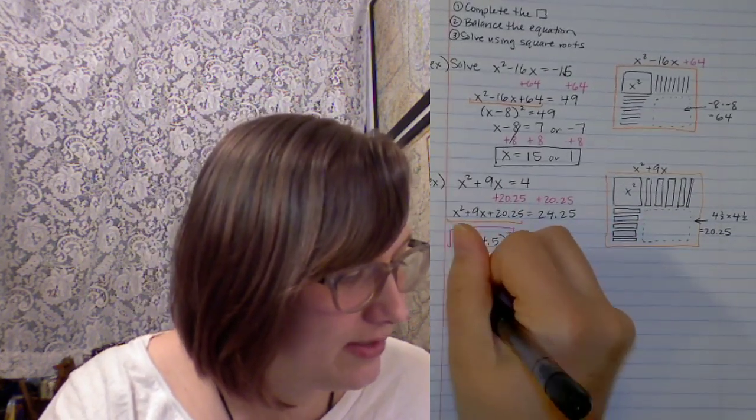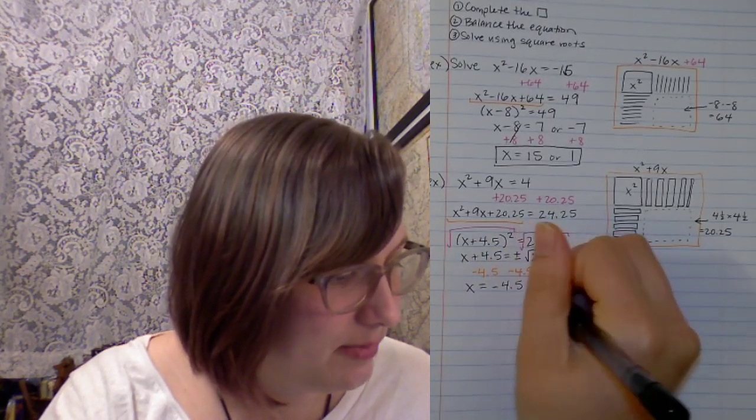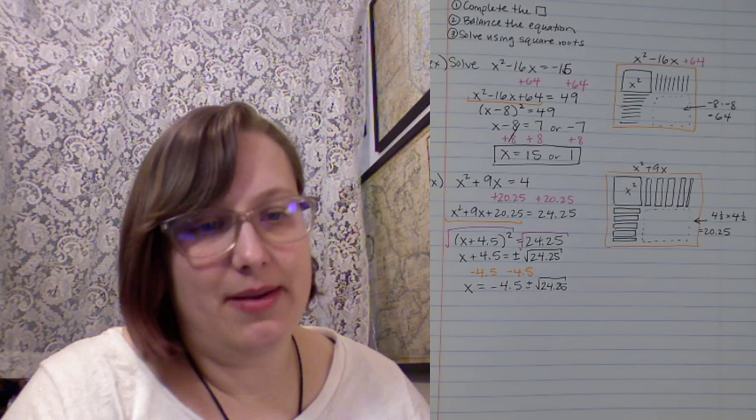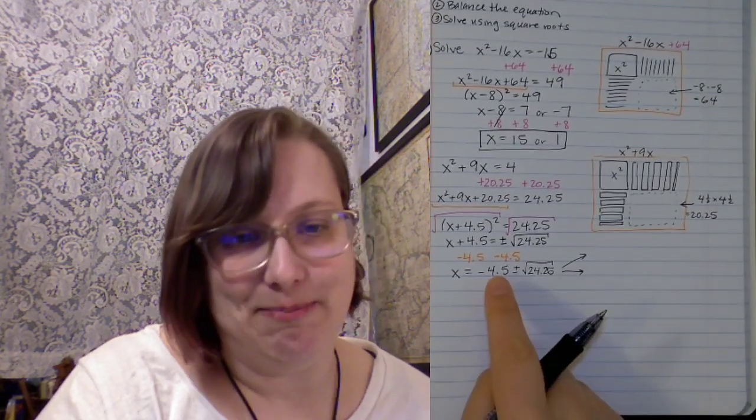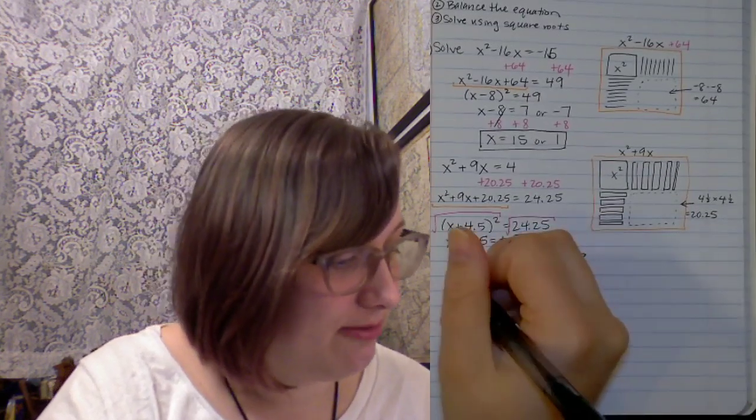And one answer is x equals negative 4.5 plus and minus the square root of 24.25. Because your homework says to round to the nearest hundredth, if you're doing this on paper and sending me a picture of it, I am totally fine with this answer. You don't have to go any further.